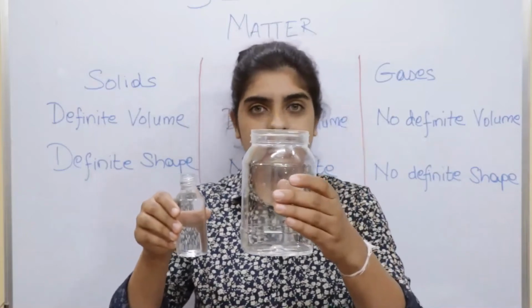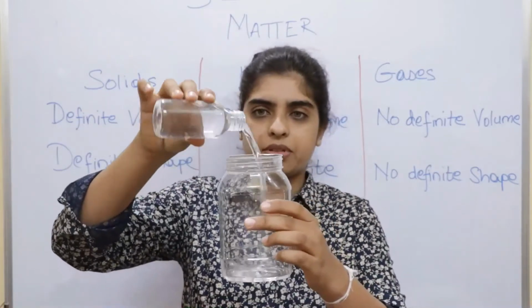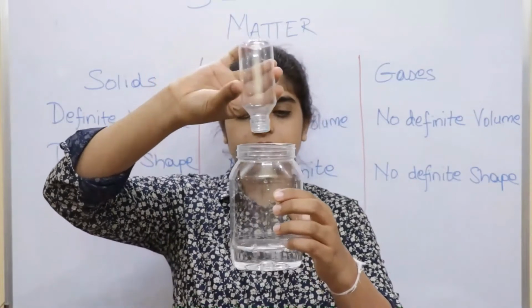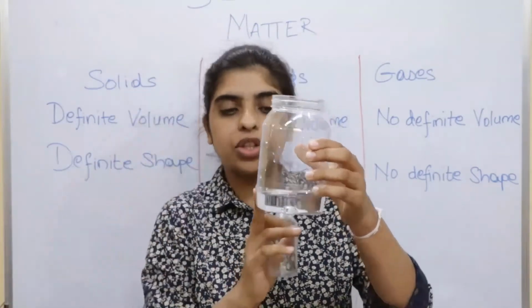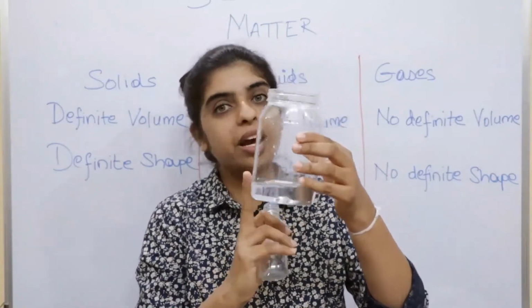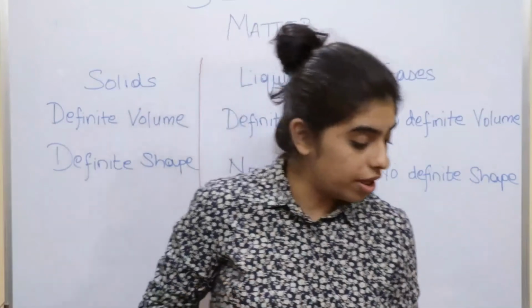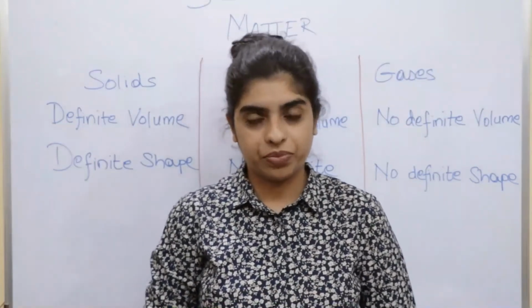I'll take the other container now, the bigger one. Let's see what happens. So this we know already. Water took the shape of this bigger container now. So liquids do not have any particular shape.